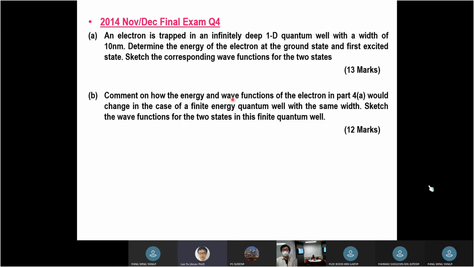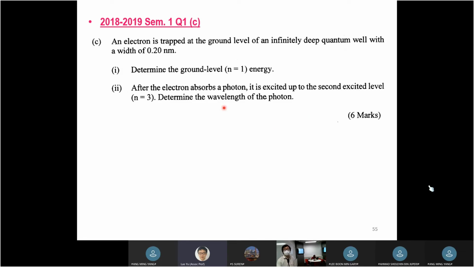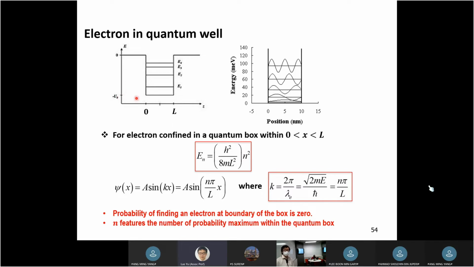Then I said, if I ask you to comment how the energy and the wave function of the electron in part A will change if this quantum well is not infinite but is finite. So normally, what does this mean? Normally, we say the quantum well, okay, this is a quantum well. Normally, when we draw this wave function, we assume this U0 is infinity. So it's an infinitely deep quantum well.